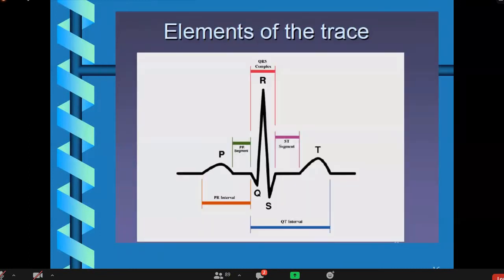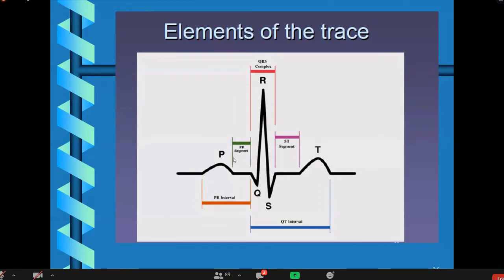So, elements of the trace. This is a single QRS complex. We say it is a single beat. This is how the current flows through the atria. Atrial depolarization, we say it's a P wave. Then there is a PR interval with a straight line, you can see. There is no electrical activity because of the delay in the AV node, which naturally has a delay. So the impulse goes slowly.